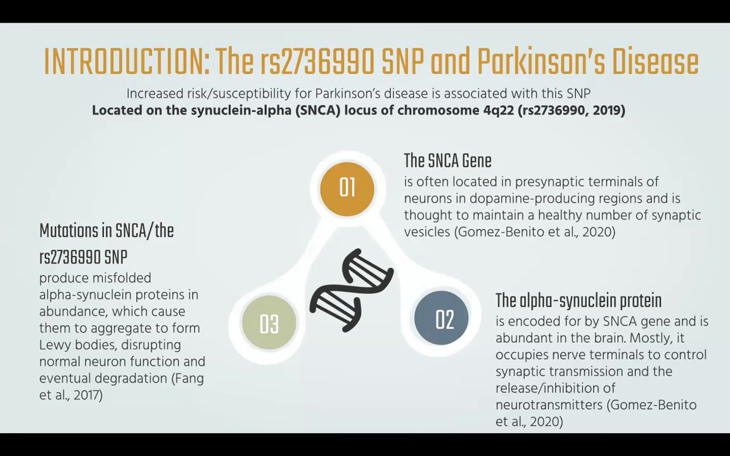So when there are mutations in the SNCA, as is represented by the single nucleotide polymorphism associated with RS2736990, it's thought that misfolded alpha-synuclein proteins are produced in abundance. What happens is that these misfolded proteins aggregate to form Lewy bodies, which disrupt normal neuron function and cause eventual degradation of neurons and brain activity.